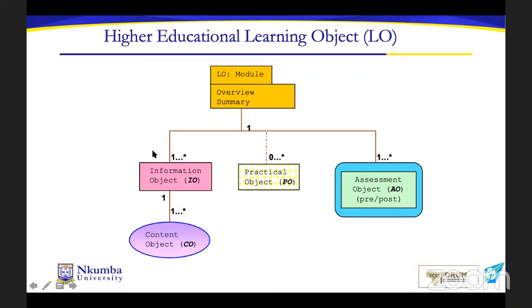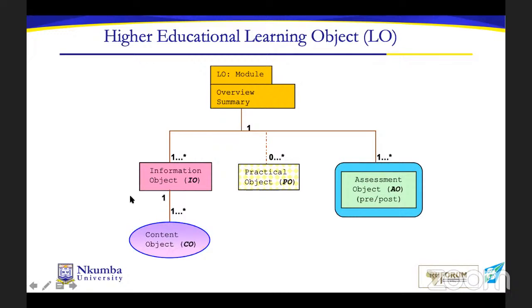As you may note here, it is a one-to-many, which means that you can have one-to-many information objects. Look at information objects as topics. The topic you teach in week 1, 2, 3, 4, up to 15. Practical, you can have no practical, depending on the type of module you are teaching, to as many practicals as possible.